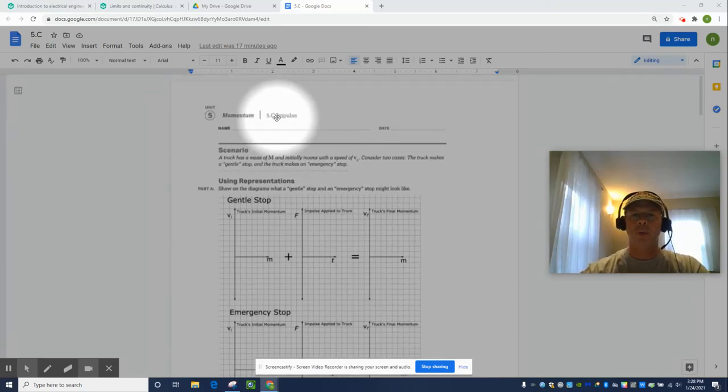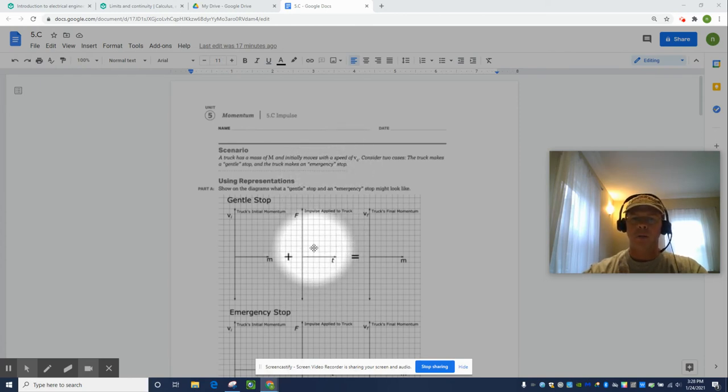I'd like to do a workbook problem from 5C, Impulse. A truck has a mass of m and initially moves with a speed of v naught. Consider the two cases. The truck makes a gentle stop, and the truck makes an emergency stop.